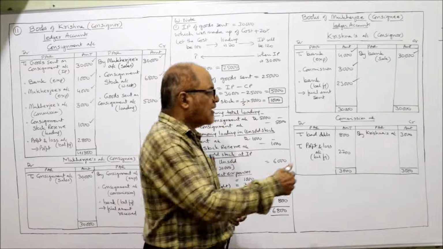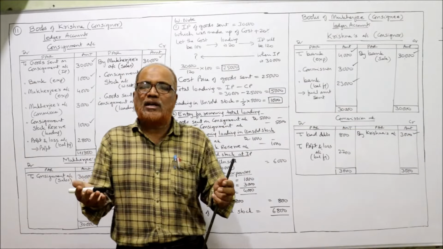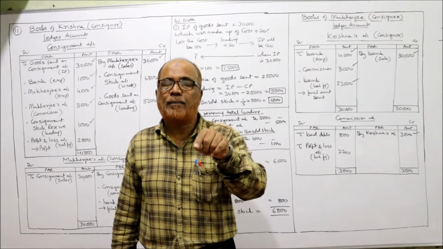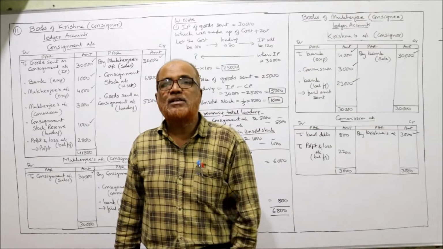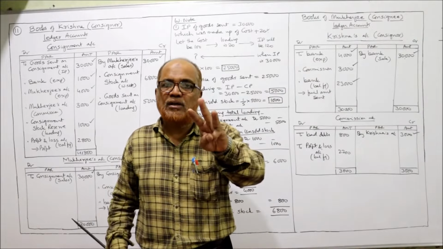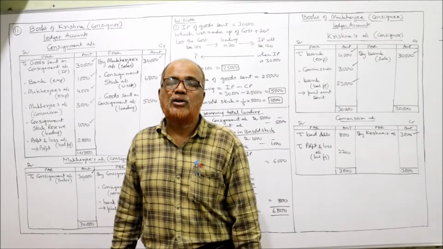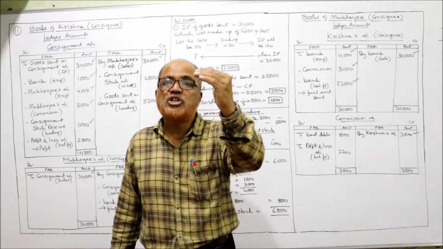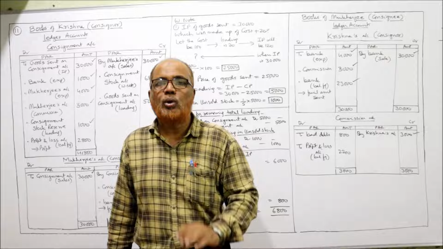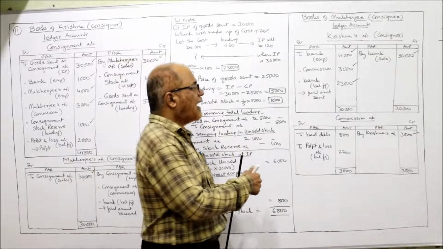So commission account is credited by Krishna 3,000. But the whole 3,000 is not the gain, because Mukherjee is bearing the loss of bad debts. How much are the bad debts? 800 rupees. So he's getting a gain of 3,000 and he's incurring a loss of 800. So bad debts entry will be commission account debit to bad debts. So here debit side to bad debts 800.